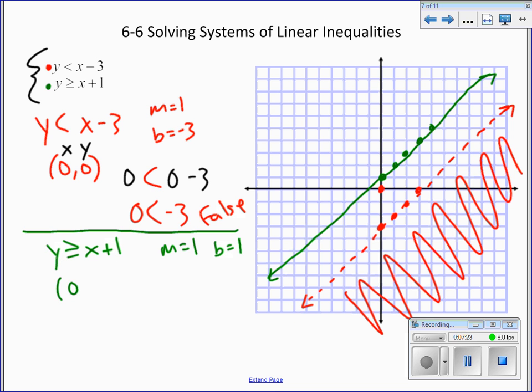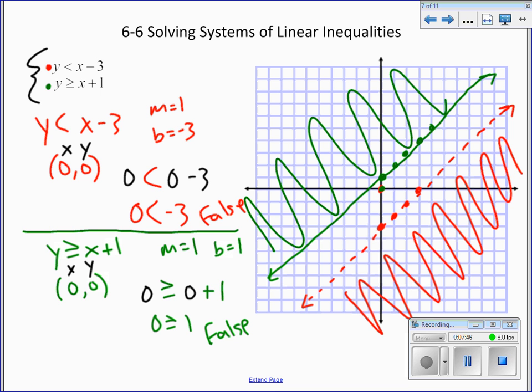We're going to use (0, 0) as our test point. We're going to have x and y. Is 0 greater than or equal to 0 plus 1? 0 greater than or equal to 1? The answer to that is no. It's also false. So that means this point (0, 0) that we tested is not a solution, so we're going to shade the other region.